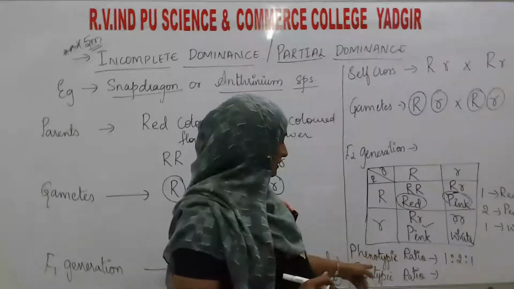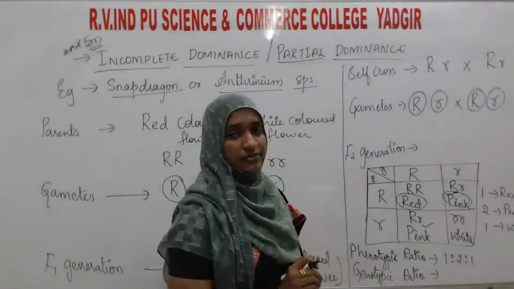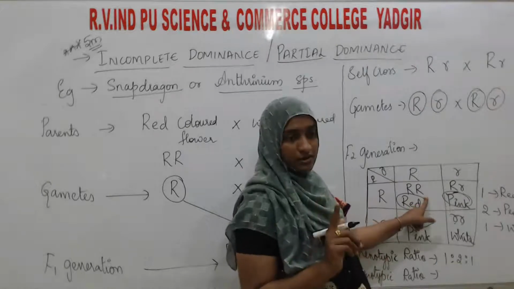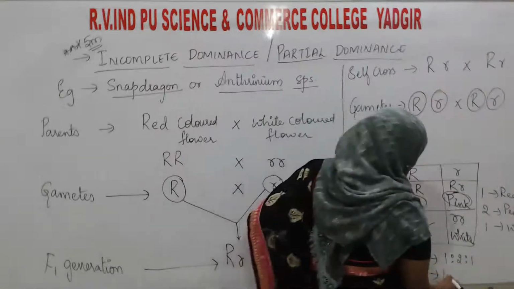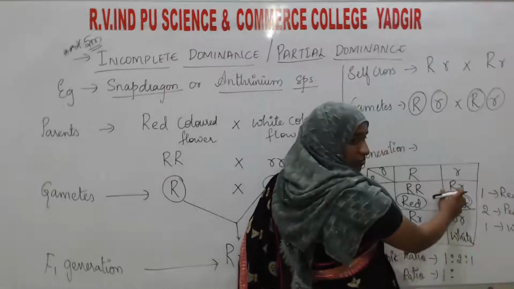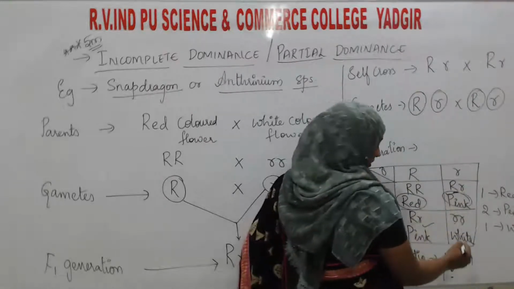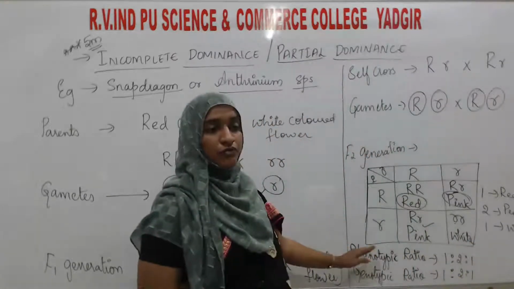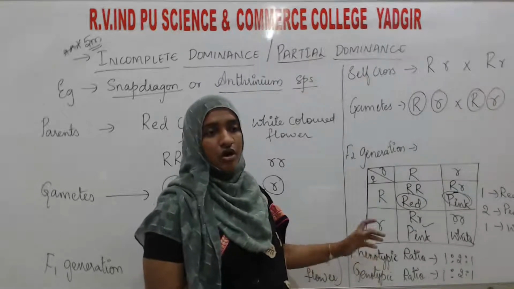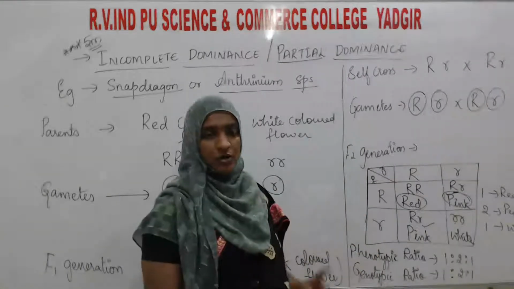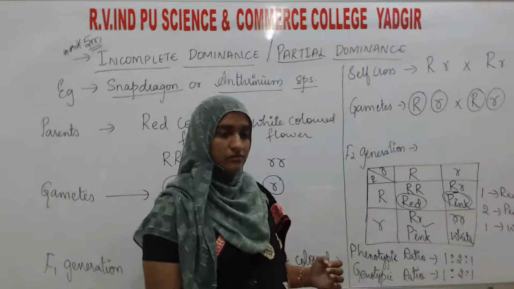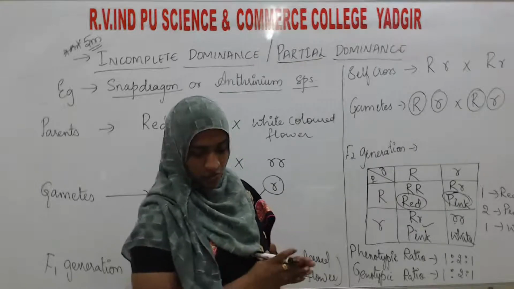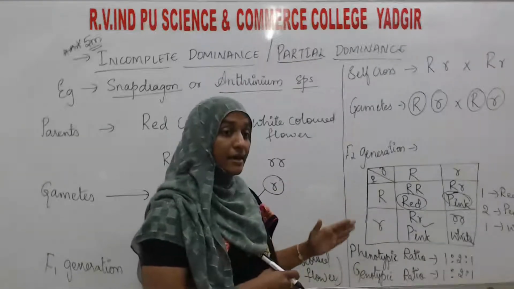One more thing, that is the genotypic ratio, by seeing the genes. Here capital R capital R, how many are there? This type of genes, only 1. Pink, capital R small r, how many are there? Only 2. And small r small r, only 1. So this is the phenotype and genotype ratio of the incomplete dominance. 1 is to 2 is to 1. Genotype is also 1 is to 2 is to 1. So this is about red color, pink color, white color.